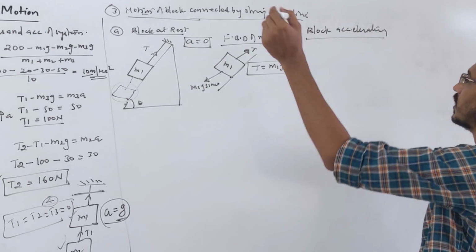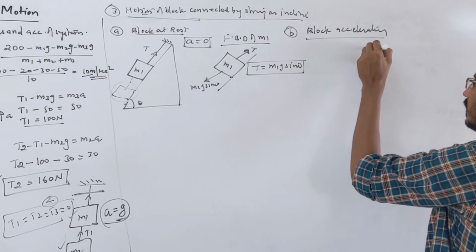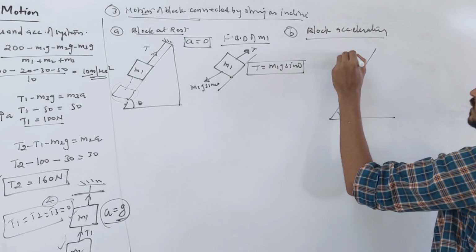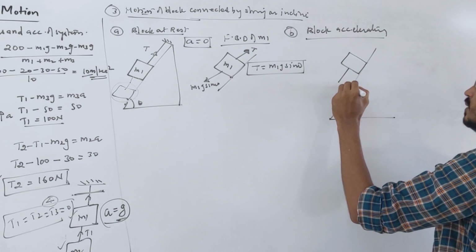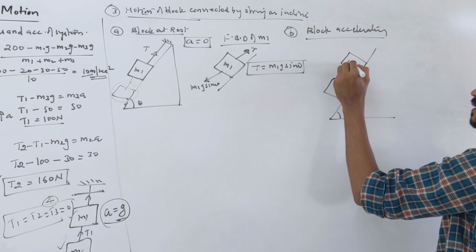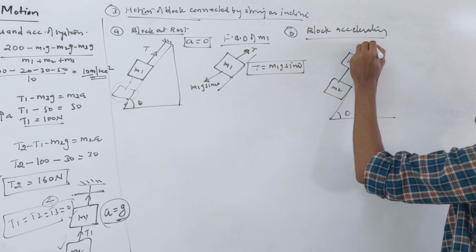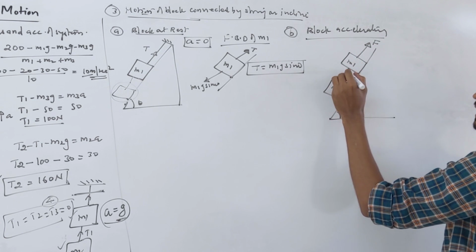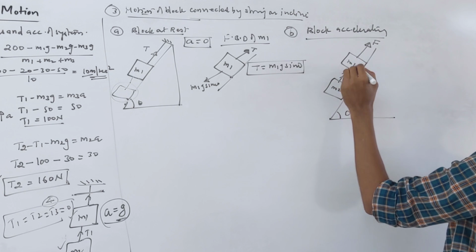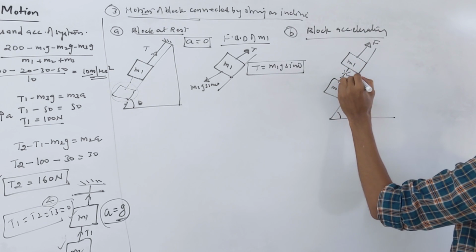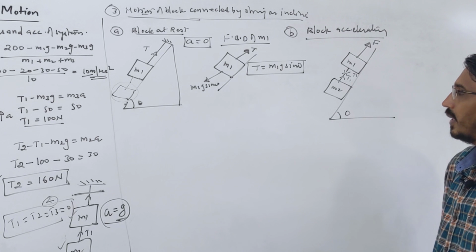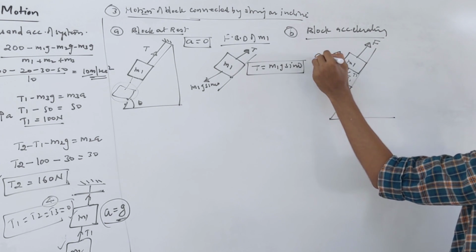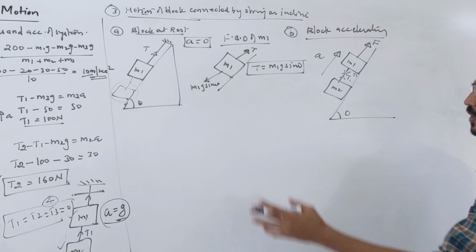So I am saying blocks are accelerating. Same thing, this is your inclined surface with angle theta, and these are the blocks, block M1 and block M2. We applied some force F here so that they are moving upward. We have to calculate the tension in the string here, T1. Same rule: first you have to find the acceleration of the system, since they are accelerating. Then you have to write the FBD.